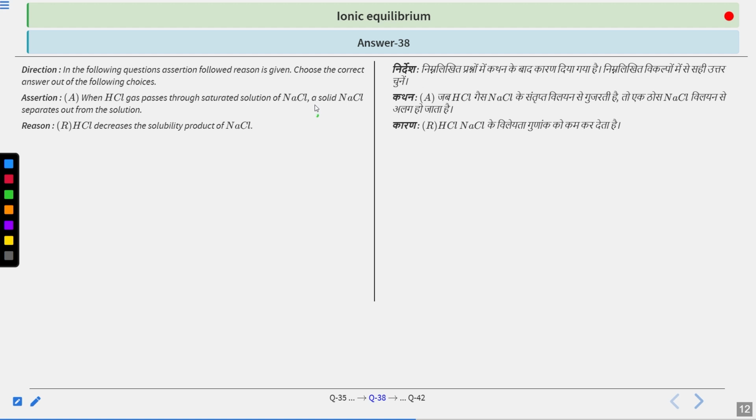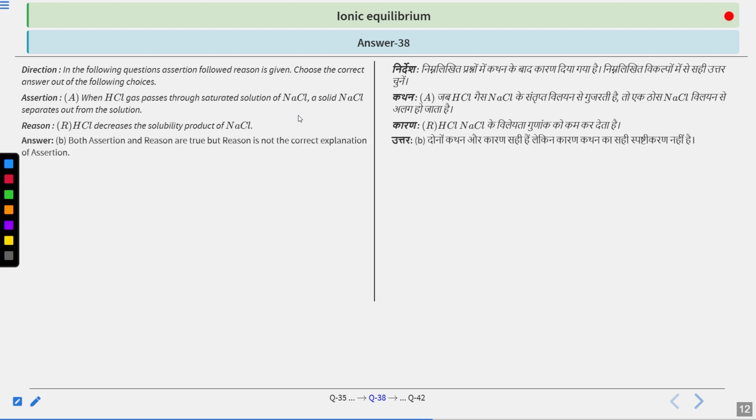Through that we are passing this HCl gas. Now it is observed that NaCl separates out from the solution. So first you have to say whether this statement is right or wrong. The second thing, the reason given is that if you are passing HCl, then HCl is decreasing the solubility product of NaCl. So for that reason, we are seeing this solid NaCl separating out of the solution. Now you have to say whether this reason is correct and whether it is the correct explanation of the assertion or not.